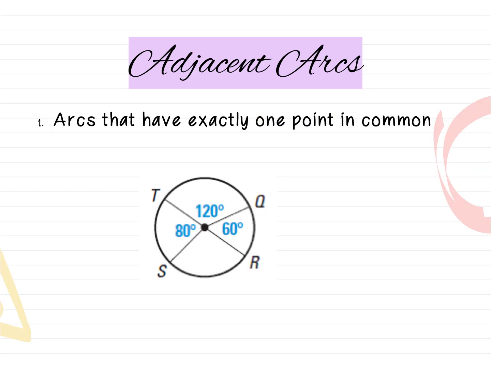All right, adjacent arcs. Before we move on to this one, what does the word adjacent mean? Good, so we have an understanding adjacent means next to. Arcs that have exactly 1 point in common. They have exactly 1 point in common. So keep in mind, adjacent arcs do not overlap. They do not overlap.